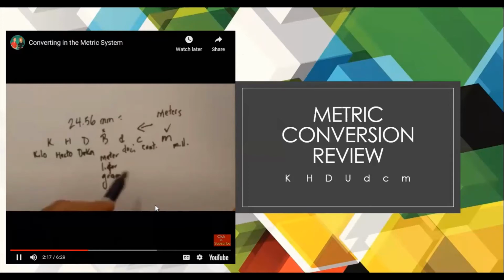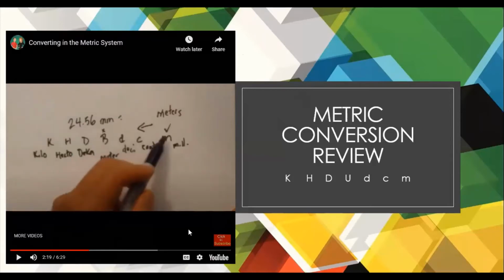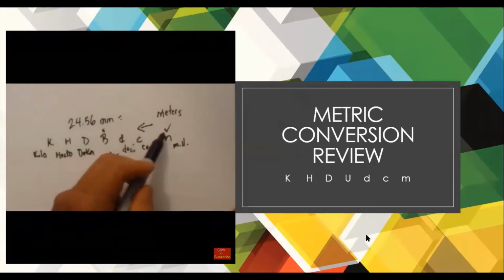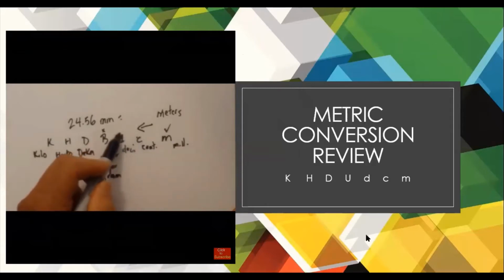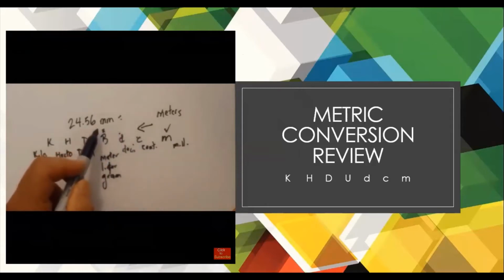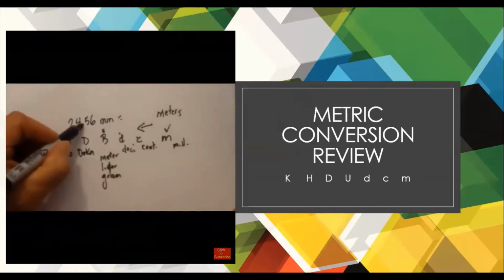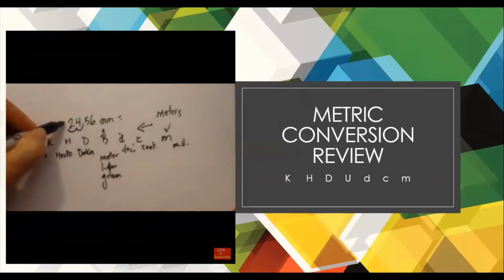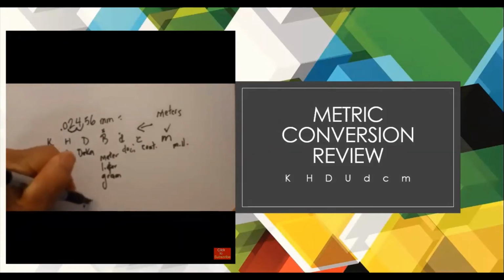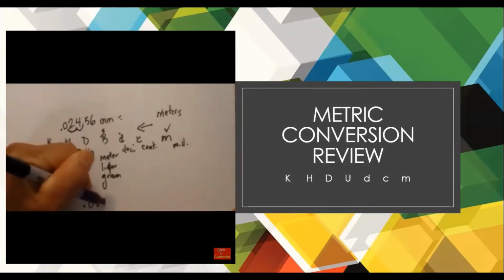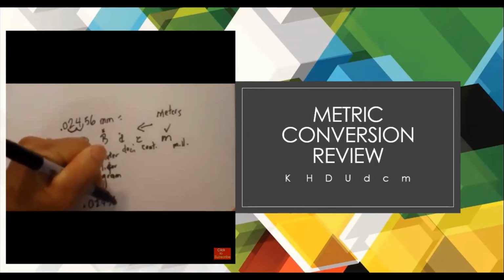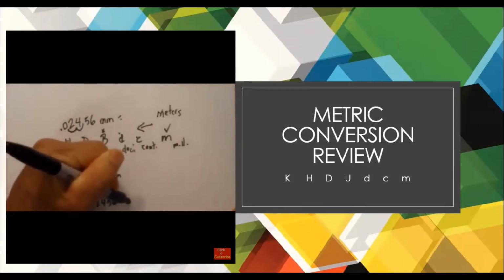Go in, and then I count how many places I need to move. So I need to go 1, 2, 3. So I need to move 3 places to the left. So I'm going to go 1, 2, add a 0. So it becomes 0.02456. So the answer is 0.02456 meters. Okay?